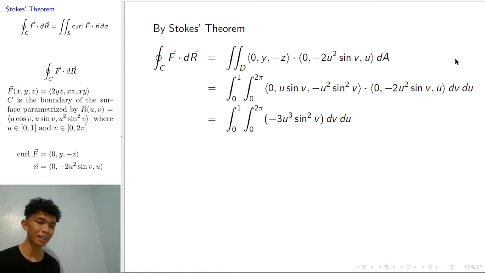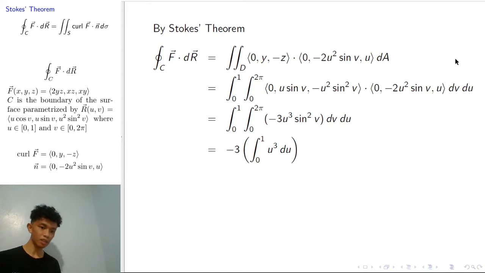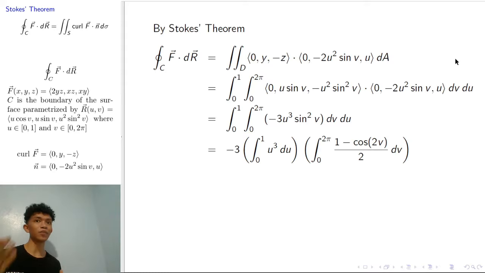We now integrate this double integral by writing it as a product of two integrals, with respect to u and with respect to v. Let's bring out the constant negative 3 from the integrals. You'll get negative 3 multiplied by the integral of u cubed from 0 to 1, multiplied by the integral of sine squared v from 0 to 2 pi. But from Math 22, in order to integrate this, you have to write it as 1 minus cosine 2v over 2. So now we're ready to integrate these two integrals.